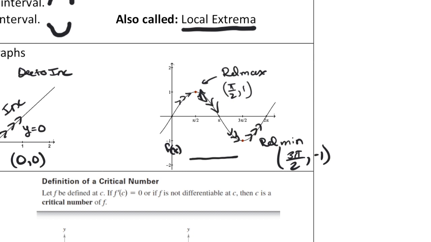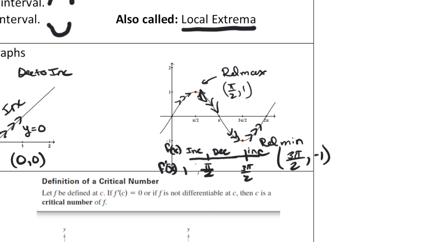At the point pi over 2, what is f of x doing? It is increasing and then it decreases. And then at 3 pi over 2, you will start to increase again. But you also have information about f prime of x. F prime of x is negative. Excuse me, it's actually positive. Let's erase that.